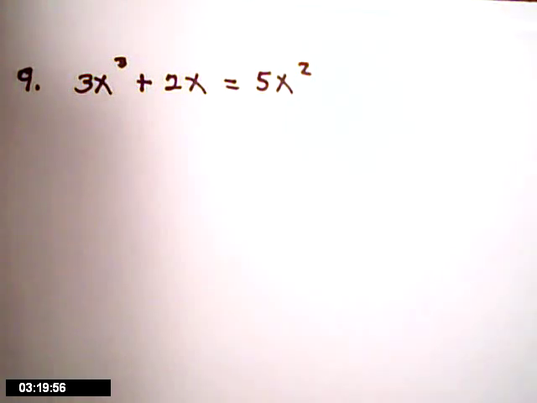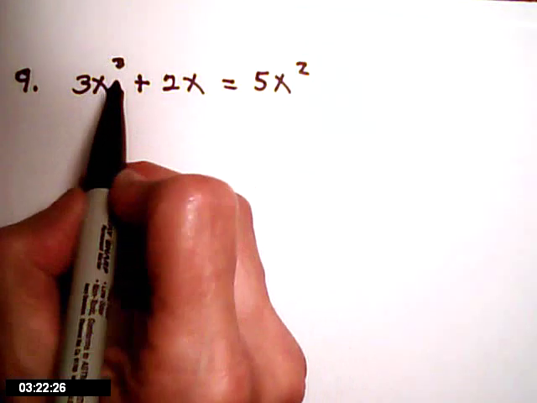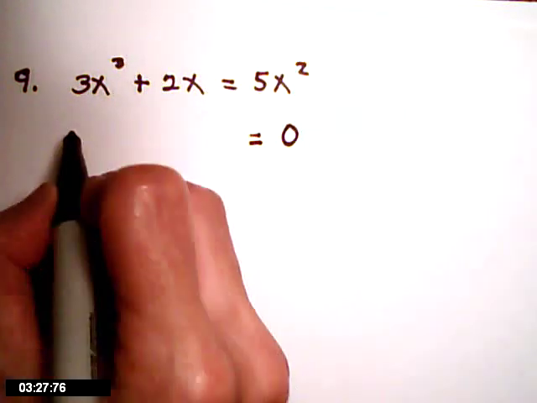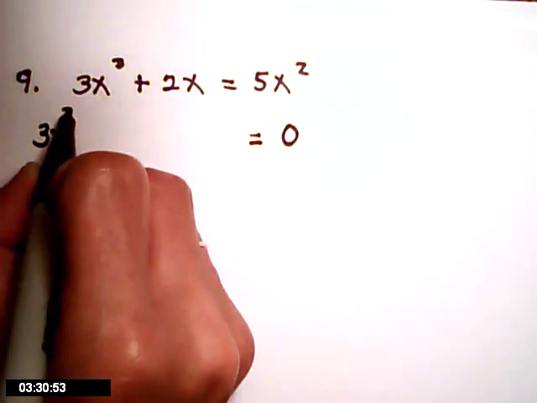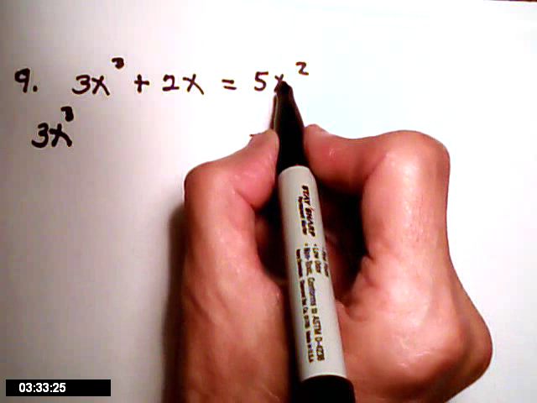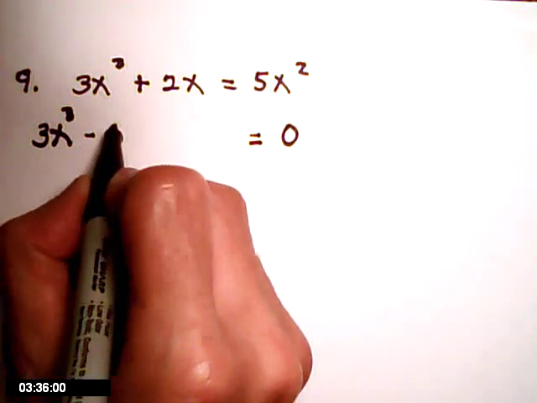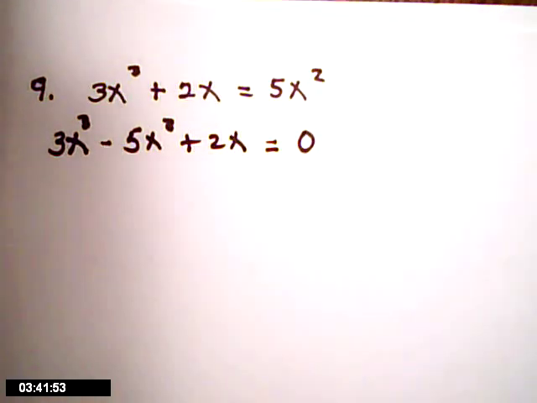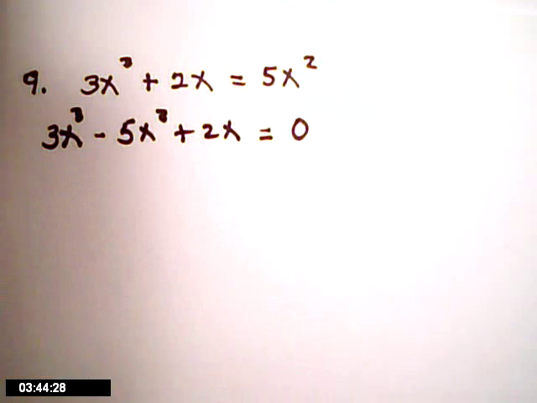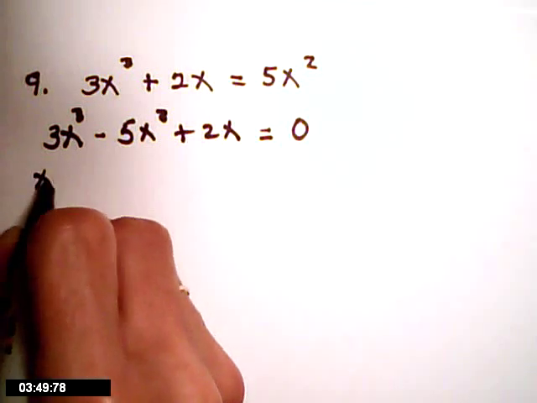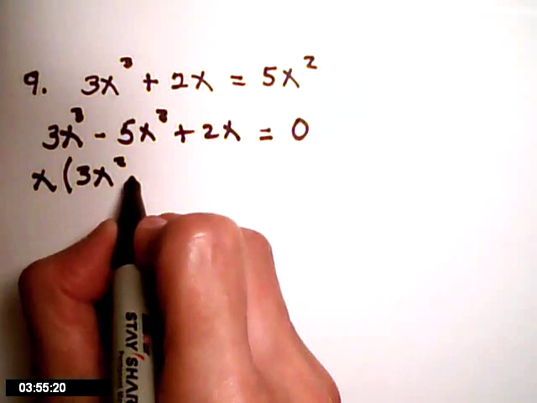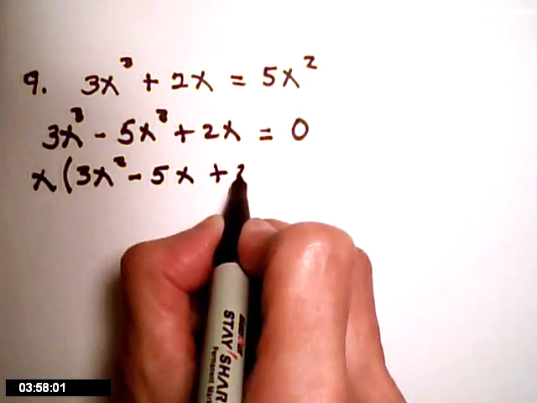Now, the last problem that I'm going to show you like this, again, is problem number 9 on your sheet. Now if you'll notice, this is not a quadratic because it has a degree 3. But the first thing I'm going to do is to get everything equals 0, and you'll see what happens. I'll have 3x cubed. Now let's put this in descending order. So the 5x squared brought over will become negative 5x squared plus 2x. Now remember, the first thing you always look for is a greatest common factor. And I do have a greatest common factor in this problem, and it's x. So I'm going to remove that. And then in the parenthesis, I have 3x squared minus 5x plus 2.